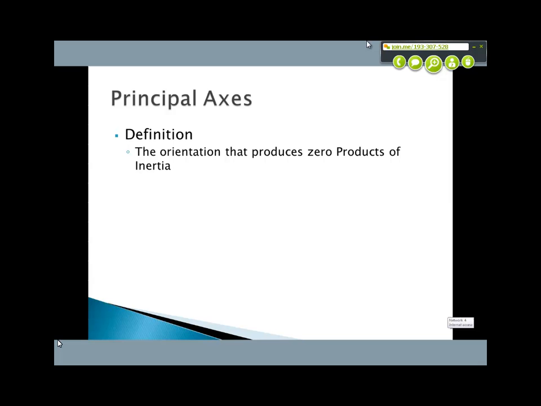The principal axes, basically the orientation that produces zero products of inertia. And so when they're spinning that tire around trying to find the places to add weights, what they're generally trying to do is figure out where to mark the tire. And in marking the tire, they're actually locating one of these principal axes to try and add weight or adjust the weight to drive the products to zero.